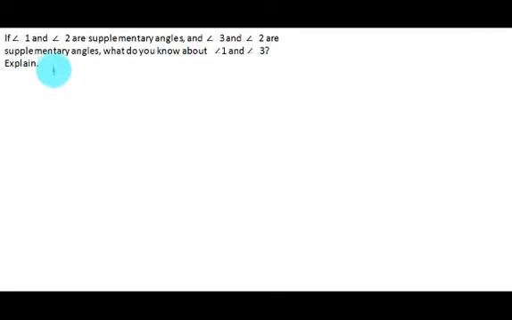So one thing I love to do with word problems is break them up by highlighting. So I'm going to highlight that key information, angle 1 and angle 2. They're supplementary angles. So I'm just making that note right now. Let's change colors and also note that angles 2 and 3, they're connected. They're also supplementary angles. So what do we know about angles 1 and 3? And that's what we're really trying to answer here.